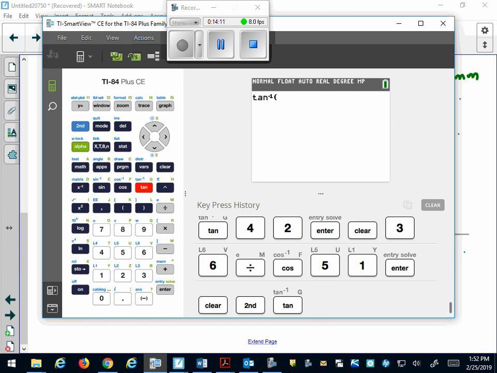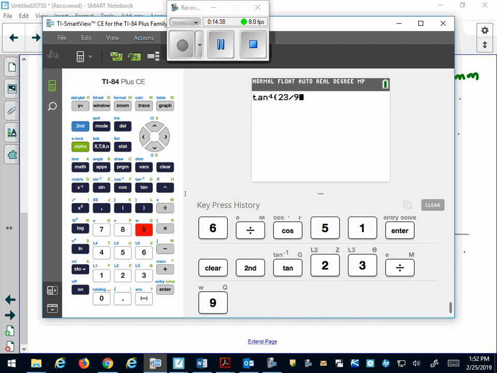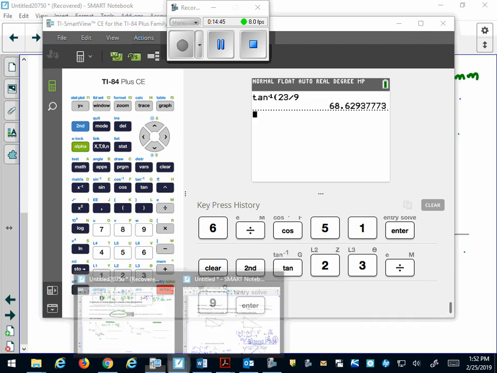So remember, tangent means the ratio of the opposite over adjacent of some angle. Well, here, we already know what the tangent is. What we don't know is what the angle is. So it's like we're doing this kind of in reverse. So now the calculator is asking for the ratio, not the angle measure, the ratio. And that, for us, was 23 over 9. When you push enter, you should get the actual angle measure, 68.63.